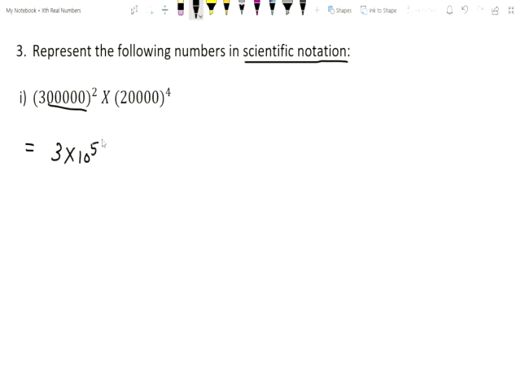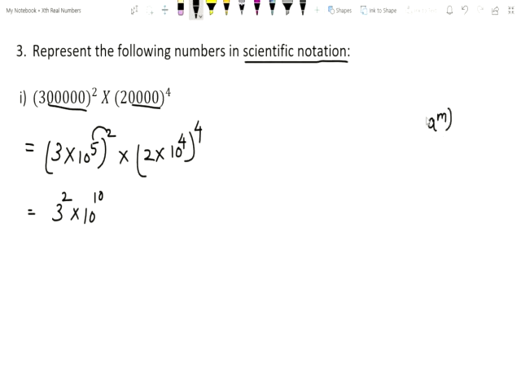So, 10 power 5, the whole square, into 2 into 10 power. After the 2, how many digits are there? 4. So, 10 power 4, whole power 4. Okay. Now, this power 2 is common for both. So, how can you write this? 3 square into 10 power 5 2s are 10, because you know that a power m whole power n equal to a power mn. Into 2 power 4 into 10 power 4 4s are 16.